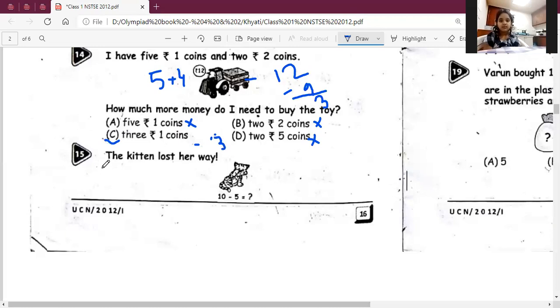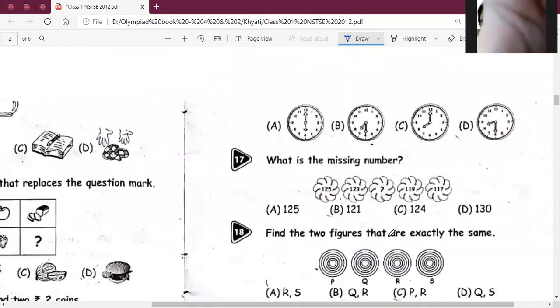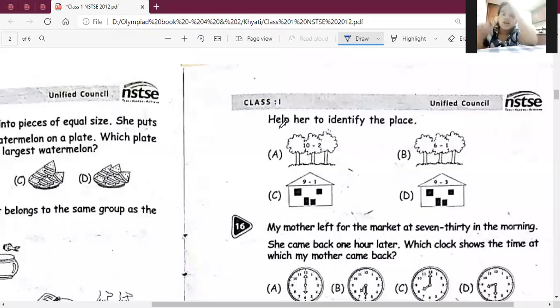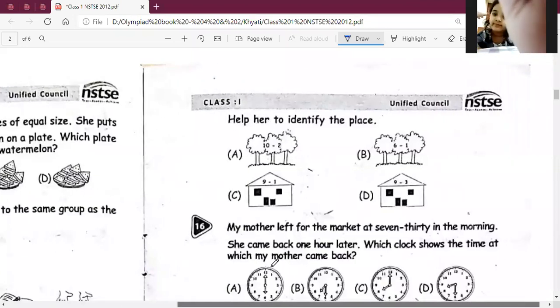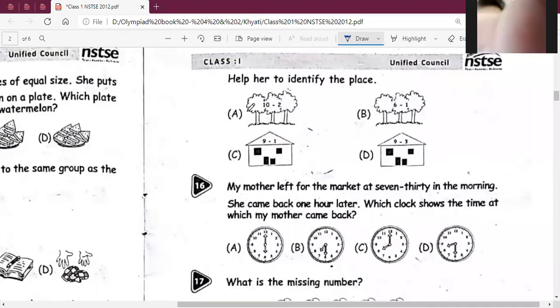Okay. Then you read it. The kitten lost her way. 10 minus 5. Okay. The kitten lost her way. Yes. Next, 10 minus 5 is equal to 5 only. So, which option is right? Where is it now? I can't see that. Her had to identify the place.